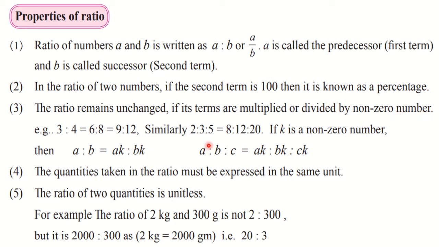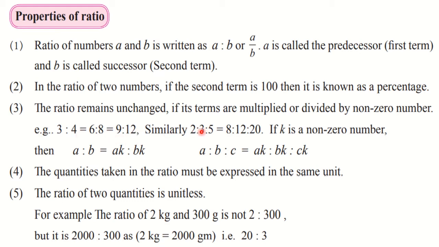Okay? You can take an example. 3:4 is the same as 6:8 is the same as 9:12. That means here in the second case, both the numbers are multiplied by 2. 3 2s are 6 and 4 2s are 8. Then also the ratio is going to remain the same. If you multiply by 3, then also the ratio is going to remain the same. If you multiply by 100, then also the ratio is going to remain the same. That means here you can multiply by any non-zero number, then the ratio is going to remain the same.